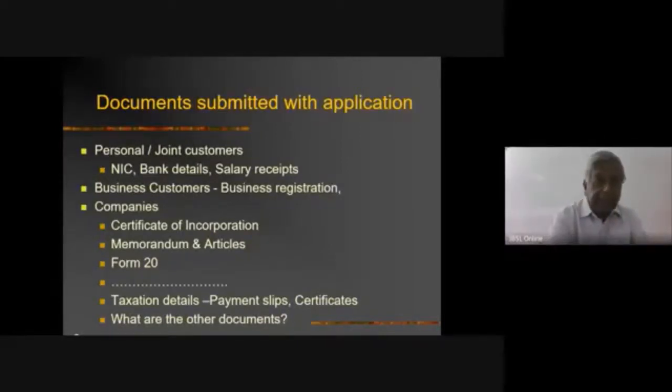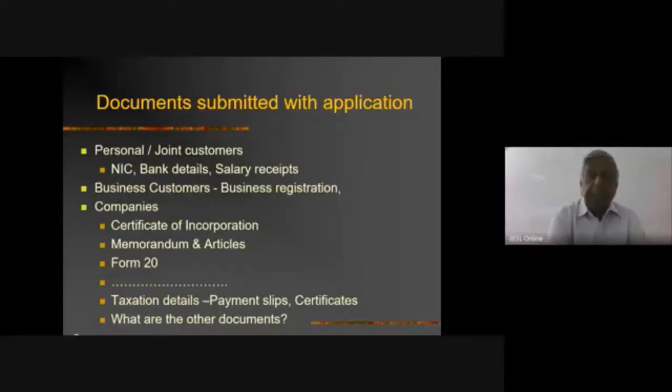In the case of business customers, they have to submit their business registration, which I have told you in my previous lectures. The business may be a sole proprietorship or partnership, and it should have been registered. The business registration certificate with the provincial registrar of companies should be given. In addition, they must submit a copy of the business license provided by the local authority, maybe the municipal council, town council or Pradeshiya Sabha. That is the business license, an annual license. This license should be renewed annually.